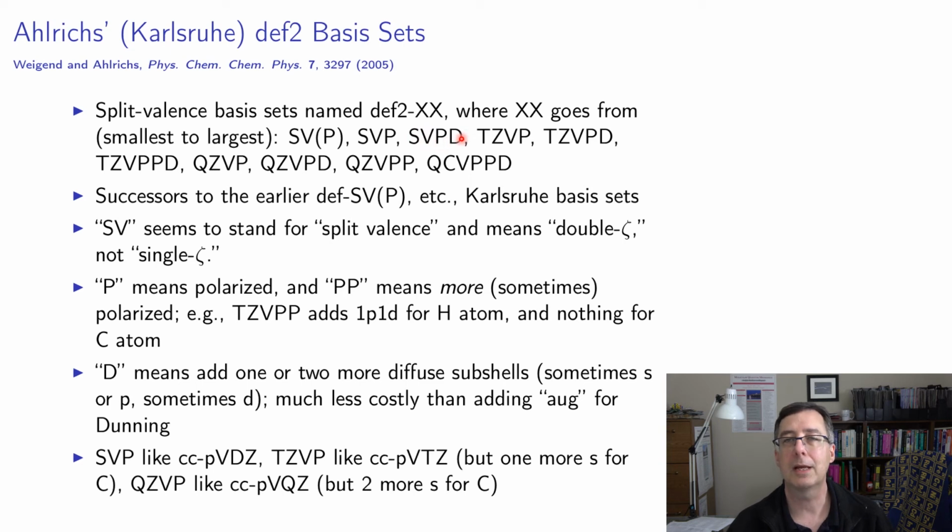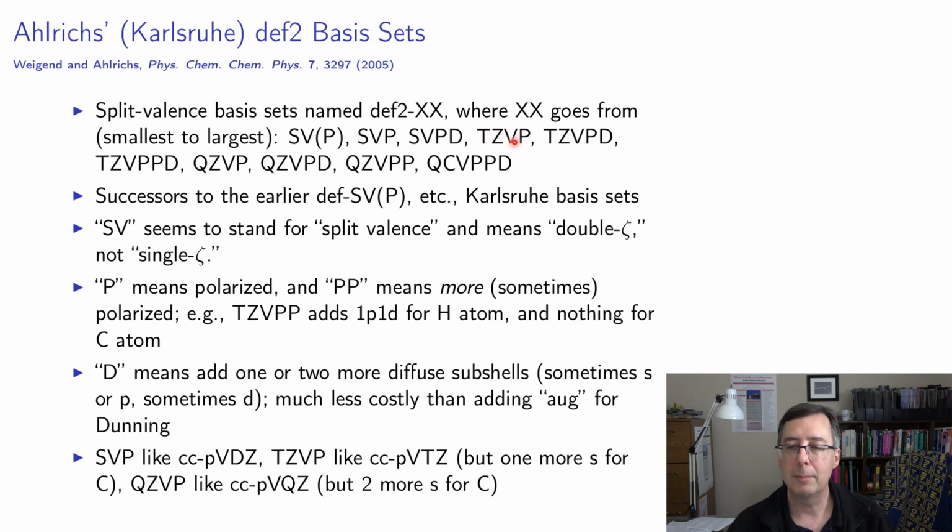D means you sometimes add some extra diffuse functions here and there. They're not added in the systematic way that Dunning does, which honestly is kind of overkill, which is where we got the May and June naming to trim some of those out. So these diffuse functions are more sparing, and sometimes it's S, sometimes it's P, sometimes it's D. It seems a little bit random to me where those diffuse functions come from. But this will be S. The SVs are basically double zeta. TZ is triple zeta, and P means it's polarized.